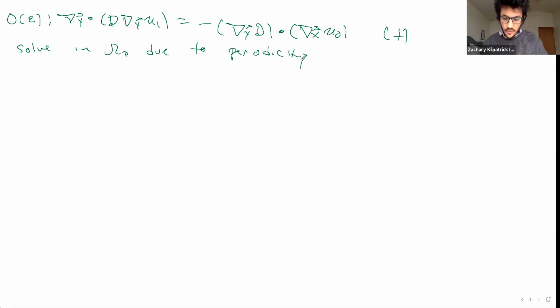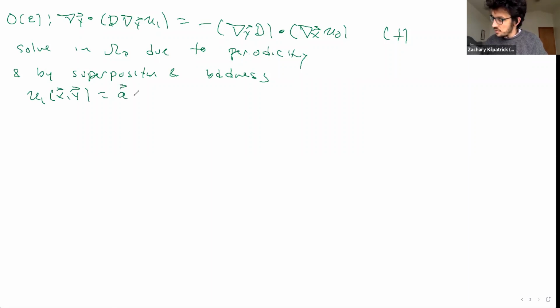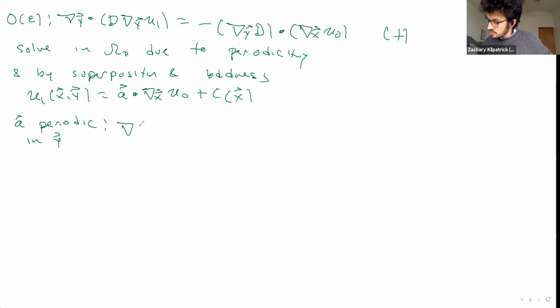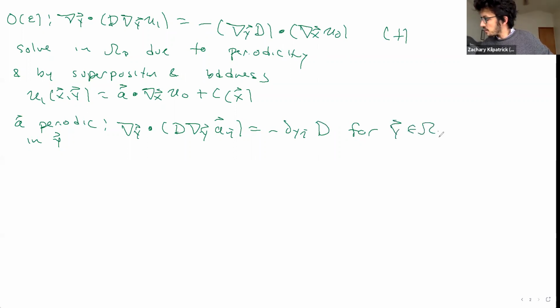We did this, and we also found that by superposition and a boundedness condition, we have that u1 is equal to A dotted with grad x u0 plus c of x, with A periodic in y, and we also have that the divergence of D gradient of A_i is equal to minus dy_i D, for y living in our cell.